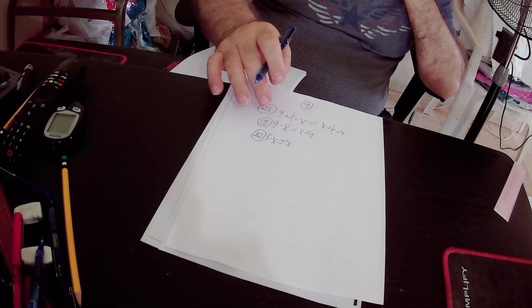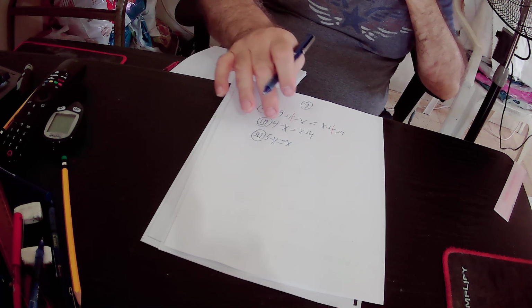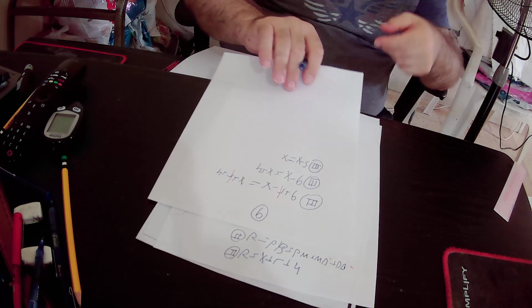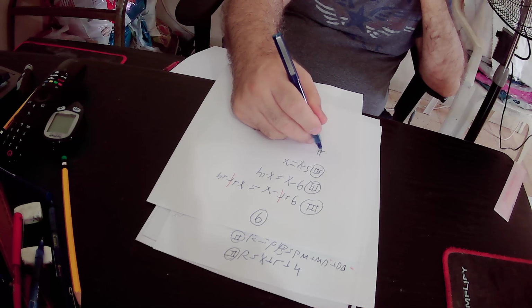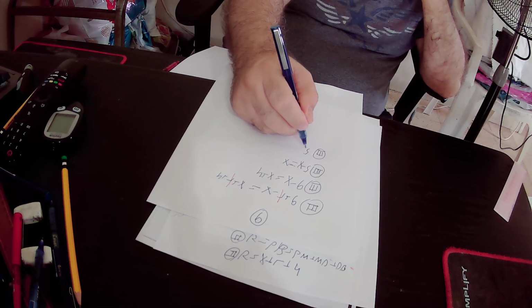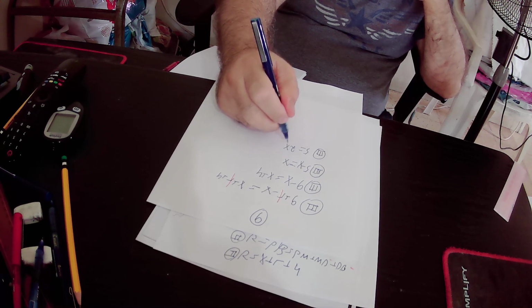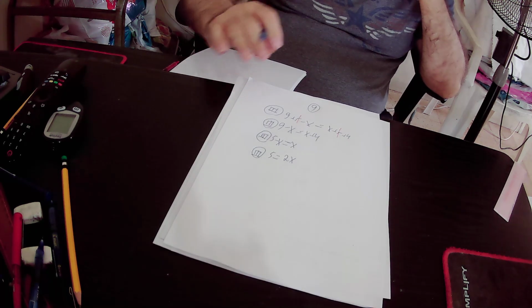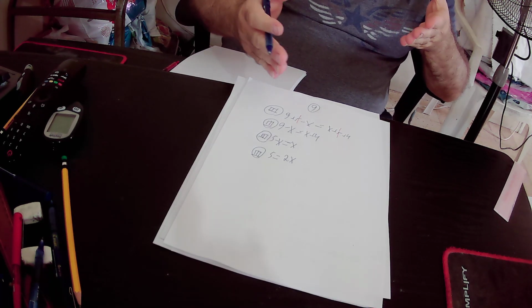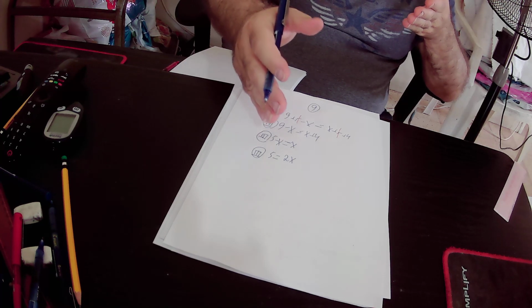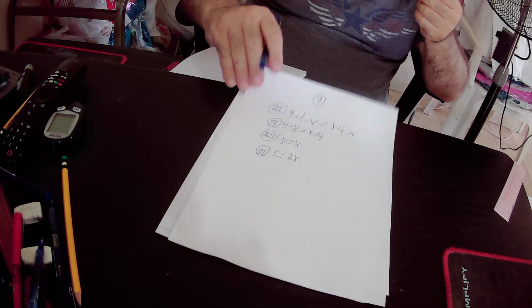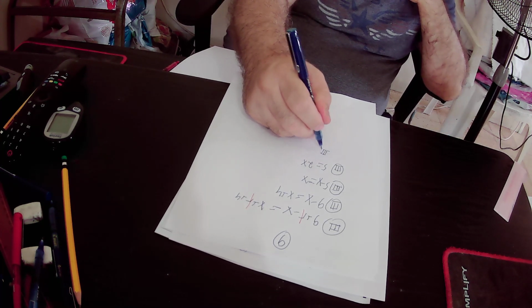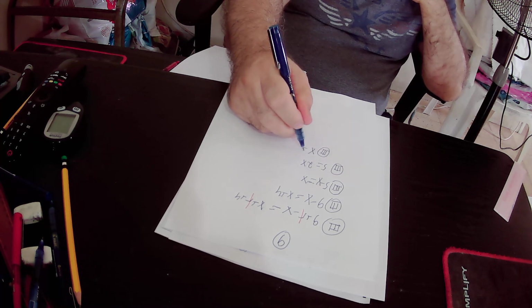So here we will add x to this equation, and we will get that 5 equals 2x. We got the equality that states that 5 equals 2x. Here we will divide equation number 3 by 2 in order to get the value of x. We will get that x equals 5 over 2.